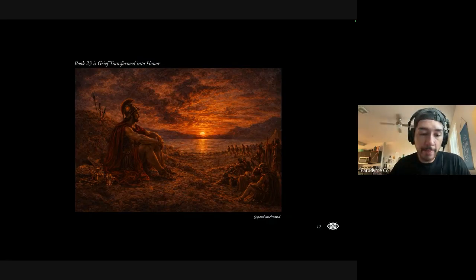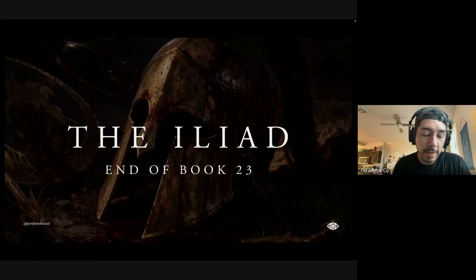So the final recap, the underlying moral idea. Book 23 is ultimately about how humans confront loss and preserve meaning in the face of death. It shows that grief, when left unchecked, can become destructive, but when shaped through ritual and community, it becomes something enduring. Achilles begins the book consumed by personal sorrow, but through honoring Patroclus, he reconnects with others and with a larger sense of purpose.